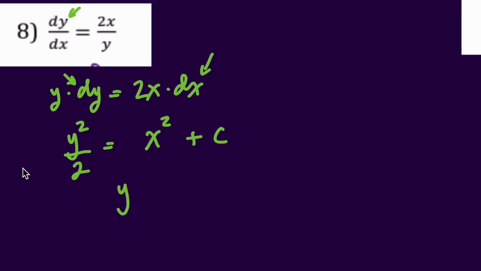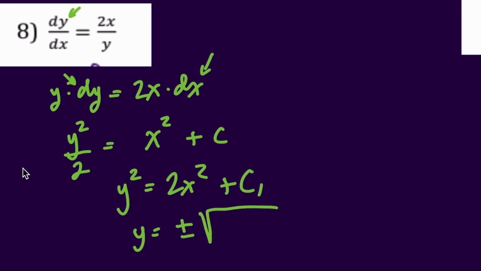We will multiply both sides by 2. We'll change that to c1. And then we'll take the square root of both sides. And when you take an even root, 2, 4, etc., you have to add the plus minus. So this is your final answer for this integral.